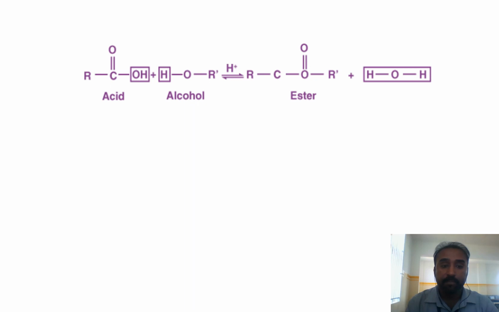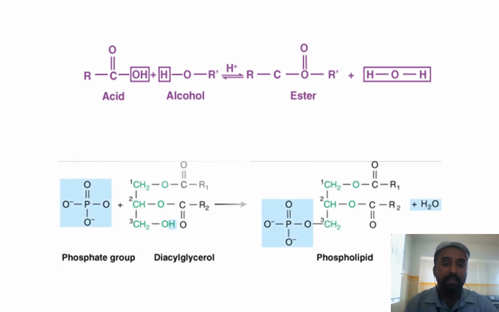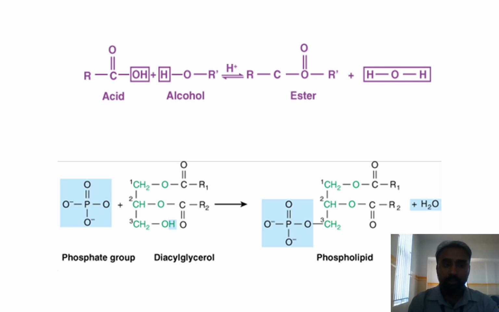So this is the structure of an ester, which is a simple lipid. How is this ester formed? It is a reaction between a carboxylic acid and an alcohol. When a water molecule is liberated, the ester is formed, as we can see in this reaction.